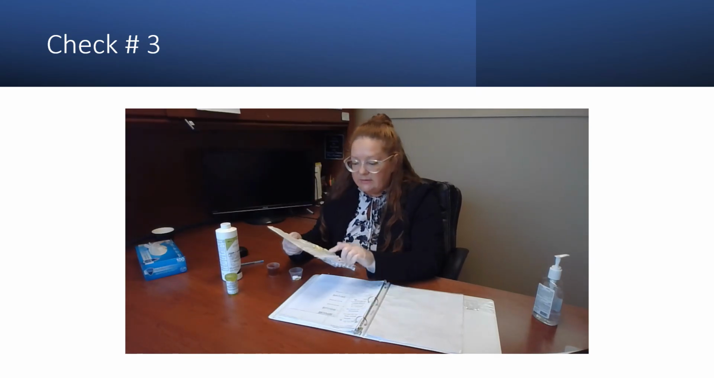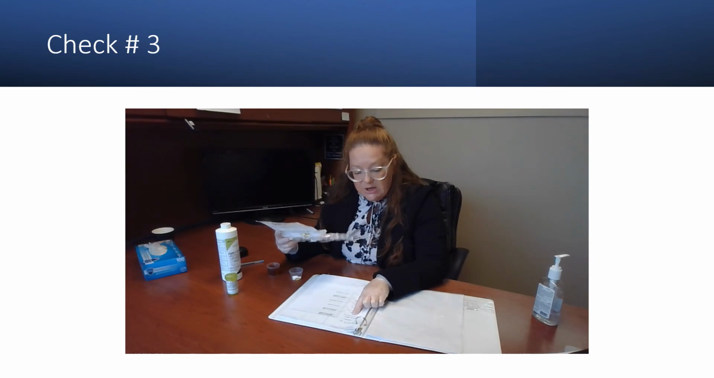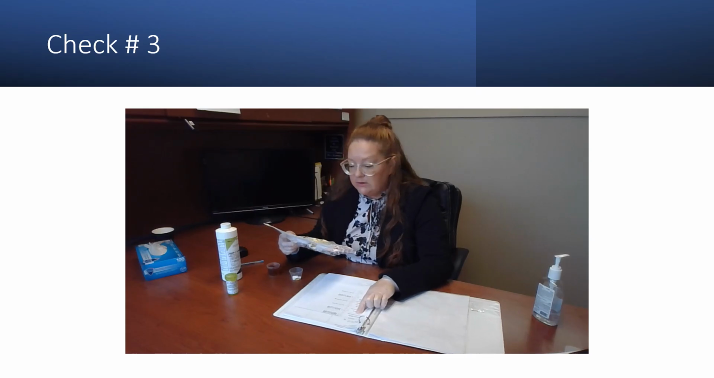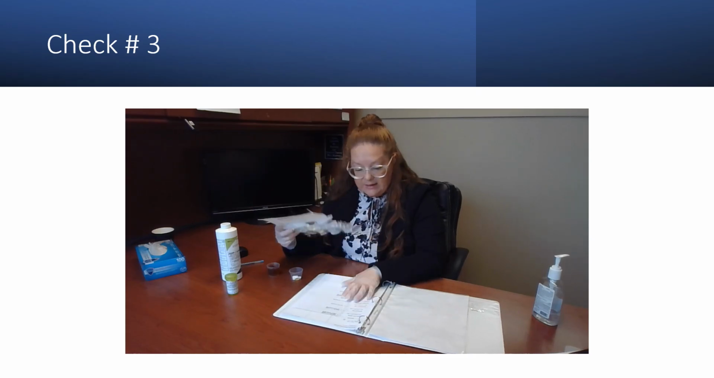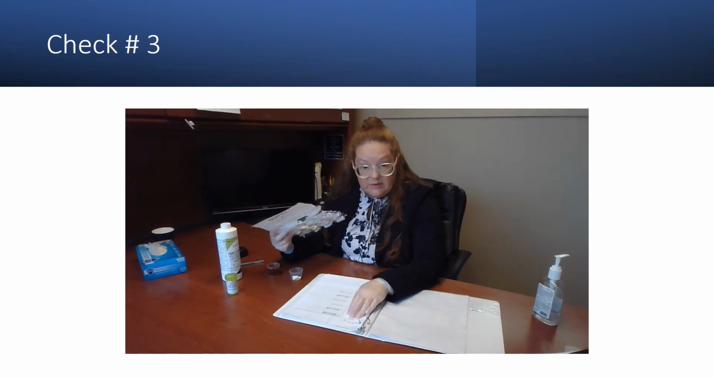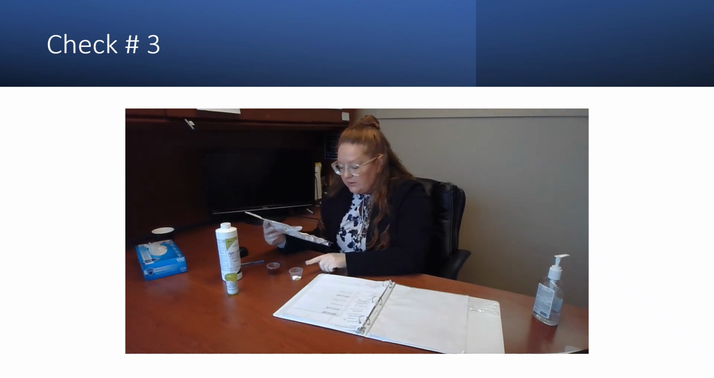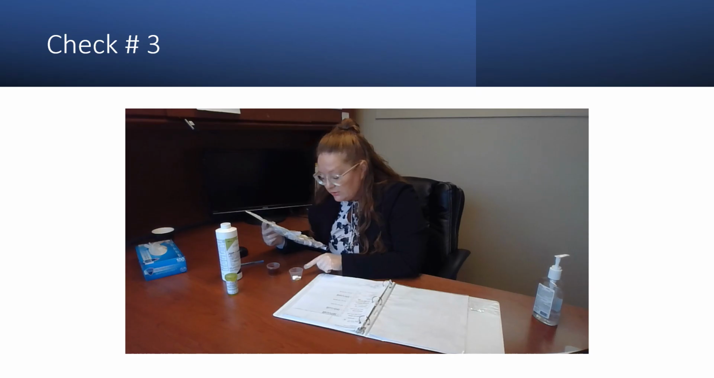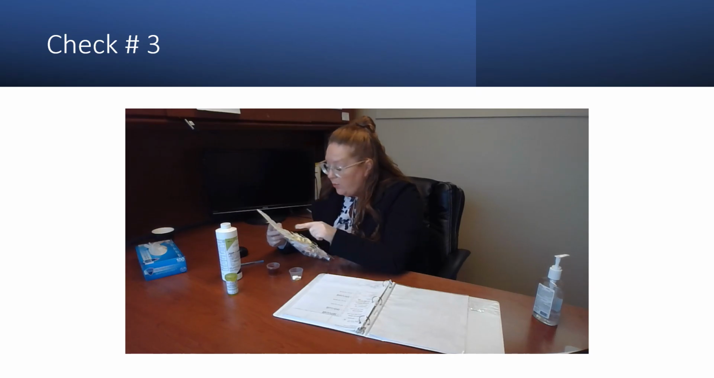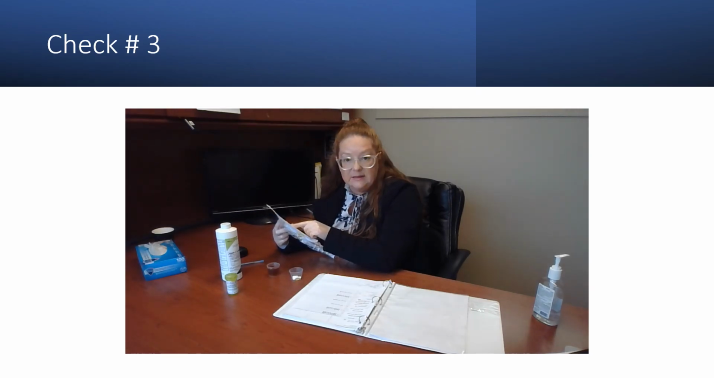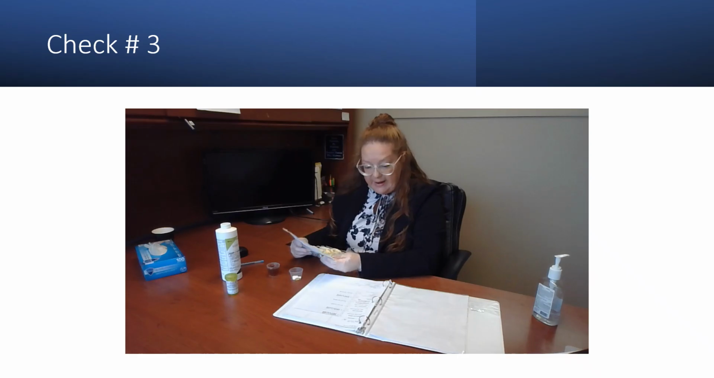Metformin 500 milligrams, 2 tabs, 8 a.m. The right reason is diabetes. Then you check in your cup to make sure that there's 2 white tabs as indicated on the blister pack.